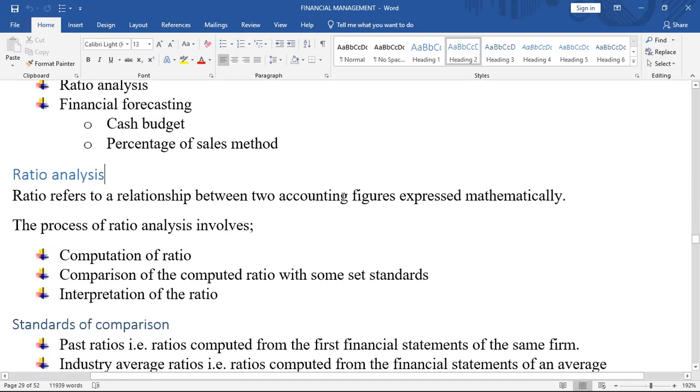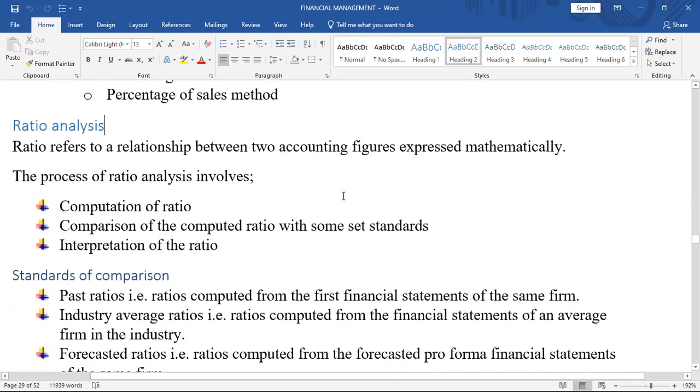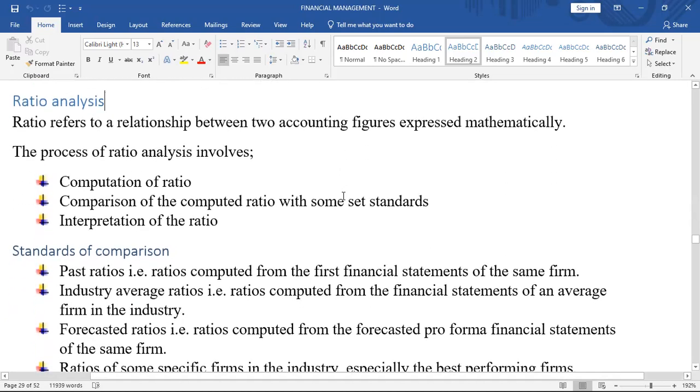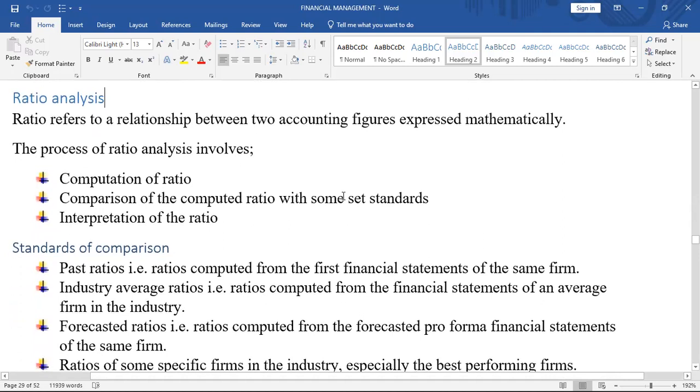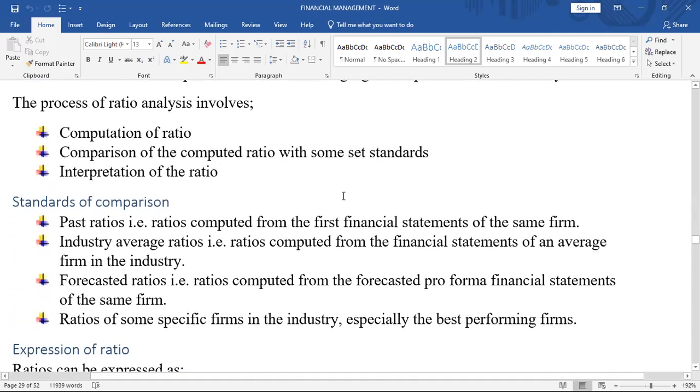It normally refers to a relationship between two accounting figures expressed mathematically. So I have said down there, the process of ratio analysis involves, one, computation of the ratio. Two, comparison of the computed ratio with some set standards. Three, we have the interpretation of the ratios, which is very key.